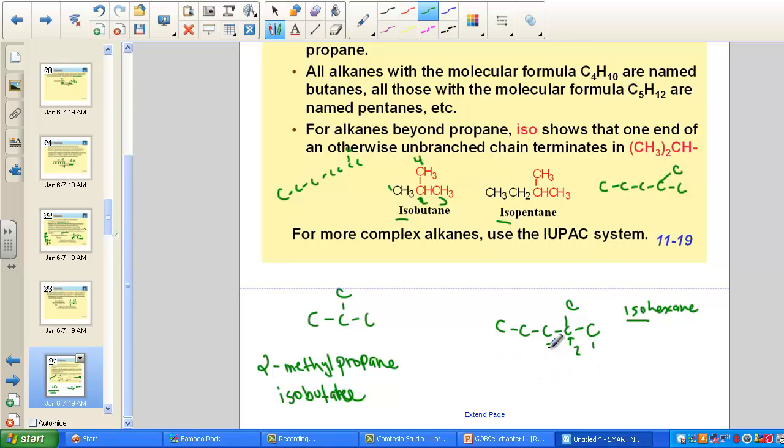Well, going this direction, 1, 2, 3, 4, 5, so I get the number on the lowest carbon to represent the branch. 2-methylpentane. Its IUPAC name. 2-methylpentane is the same as isohexane. To come back to this particular structure, 1, 2, 3, 4, this is 2-methylbutane, its IUPAC name.